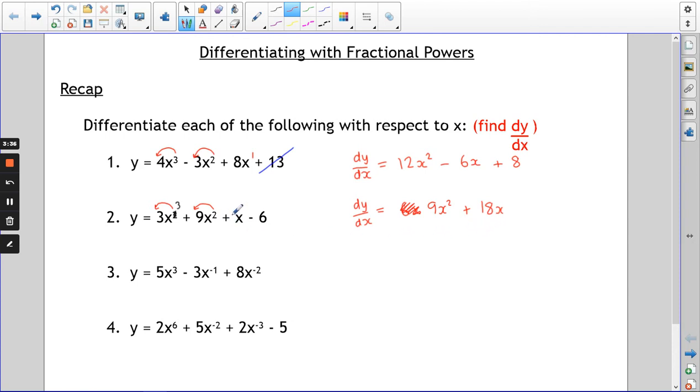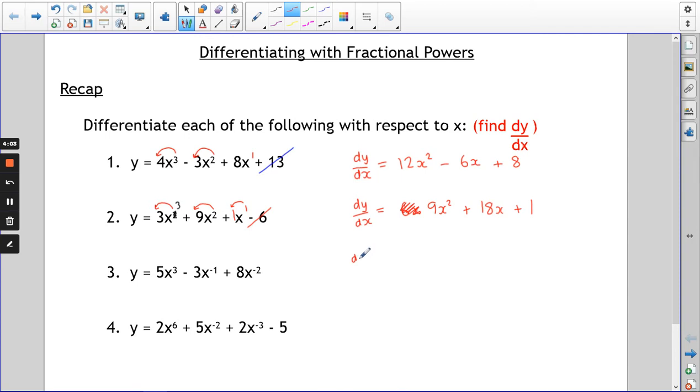Then we've got an x with nothing in front, so if I put a 1 in front for now, and it's x to the power of 1 as well, so the 1 comes down in front and multiplies, so that leaves us with a 1, and remember the x just disappears off because it becomes x to the power 0, and so it's gone, and the minus 6 as a constant term goes completely as well. Okay, so 9x squared plus 18x plus 1.